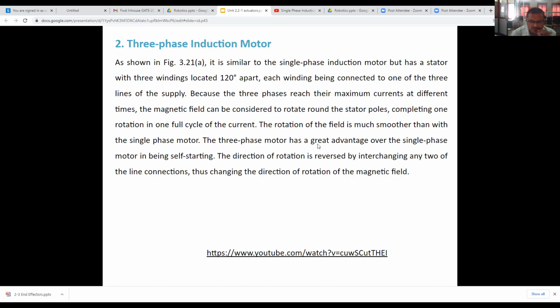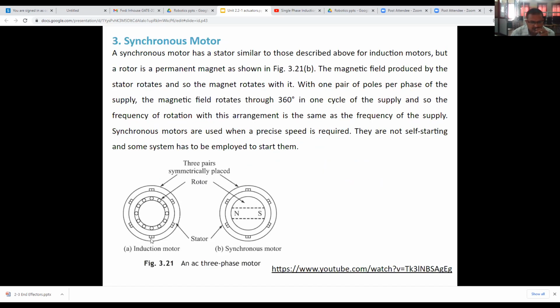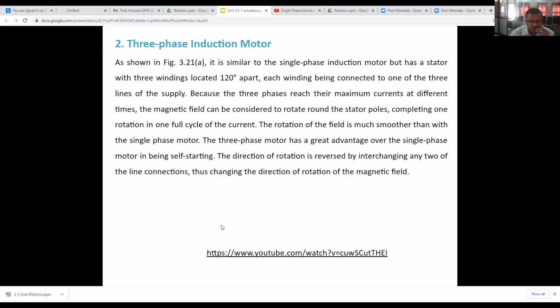The three phase motor has a great advantage over the single phase motor in being self-starting. The direction of rotation is reversed by interchanging any two of the line connections, thus changing the direction of rotation of the magnetic field. Therefore, this is nothing but a three-phase induction motor. It is having three phases. Three phases means three magnets placed at 120-degree to each other so that they will generate a magnetic field, and under the action of the magnetic field, this rotor will rotate. We'll see the video.